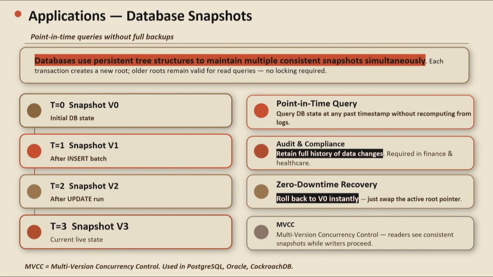Moving on. The same idea powers database snapshot systems. Databases like PostgreSQL and CockroachDB use persistent tree structures to maintain multiple consistent snapshots simultaneously. Every transaction creates a new root. Older roots stay valid for read queries with no locking required. This is called MVCC, multi-version concurrency control.